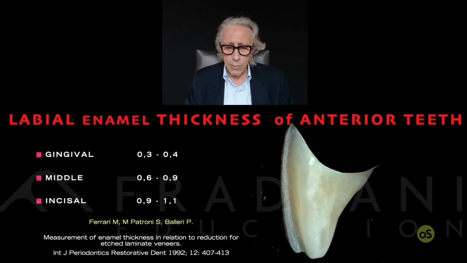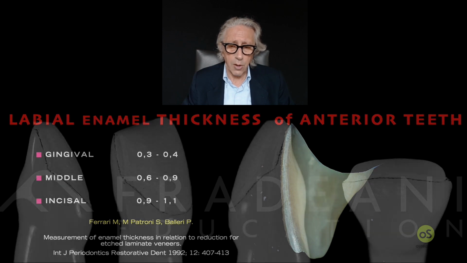And just to have an idea how much enamel you can normally have in a central incisor of the upper arch, there is a new article, a very traditional article by my friend Marco Ferrari, who measured the enamel thickness in relation to reduction for etched laminate veneers. You see the gingival area, 0.3 to 0.4 of thickness, middle 0.6, incisal 1.1. So it means that you have progressively more enamel from cervical to incisal, and according to that you should do the preparation according to this, of course.